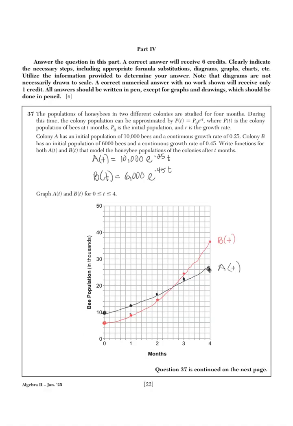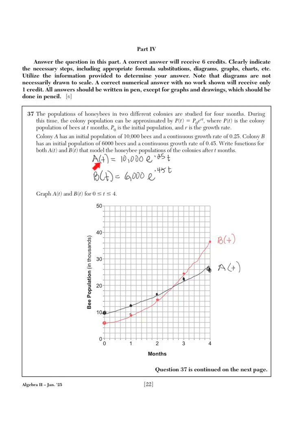Okay, so let's look at the first part. It wants us to write functions for A of t and B of t. That's what it's asking for right here. Here's the general formula that we're using. Colony A starts with 10,000 bees. Growth rate of 0.25, so that would be your R. Okay, so these are exponents, 0.25t and E.